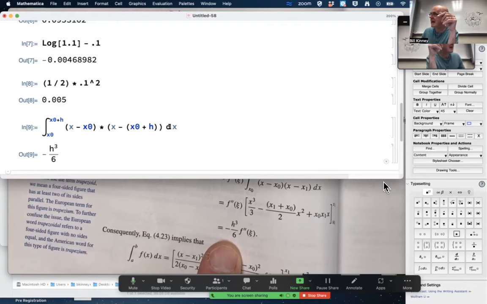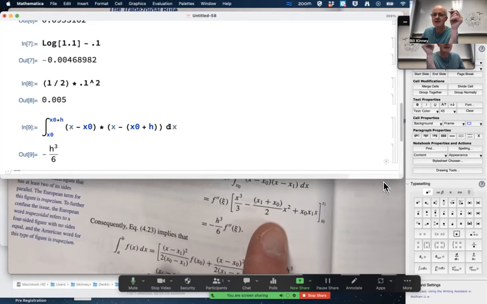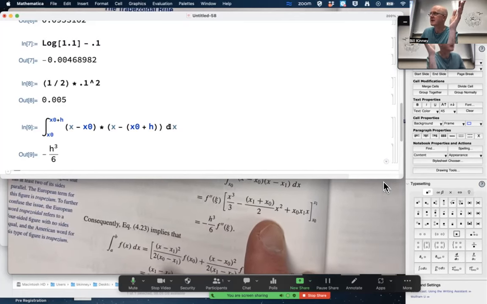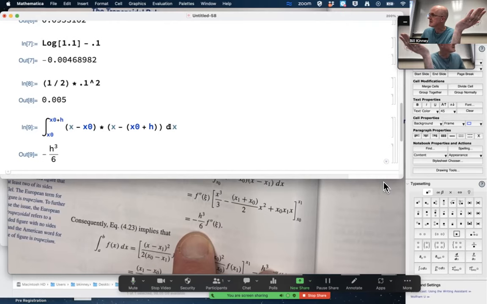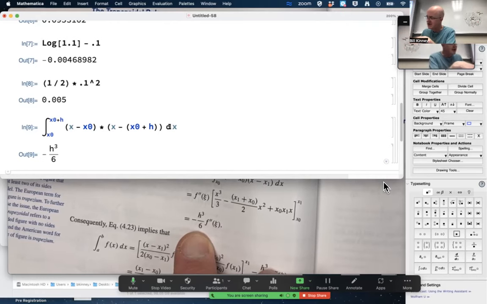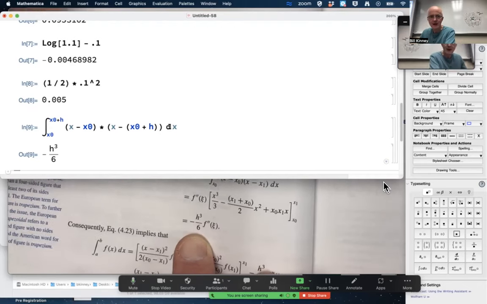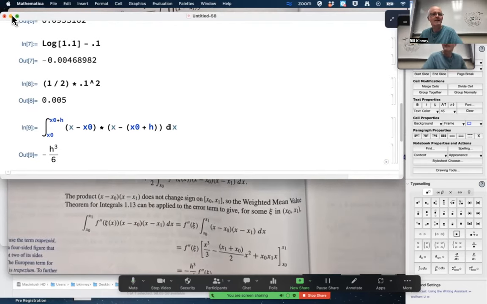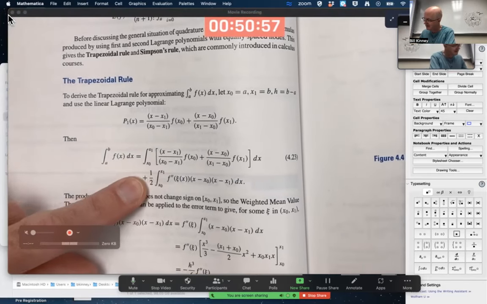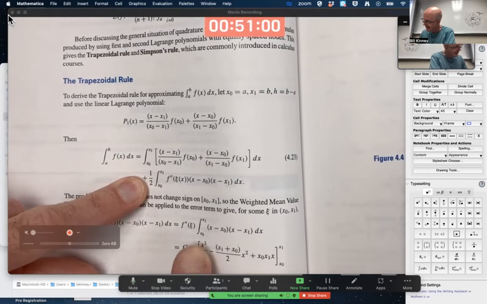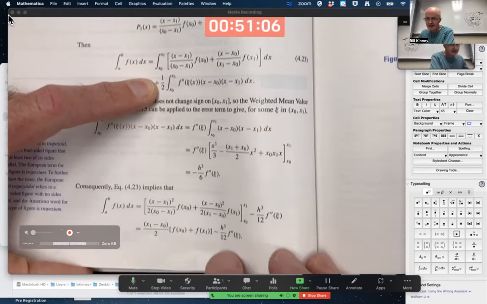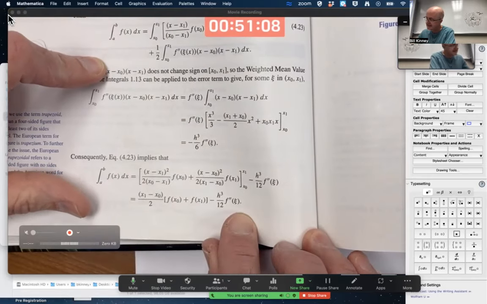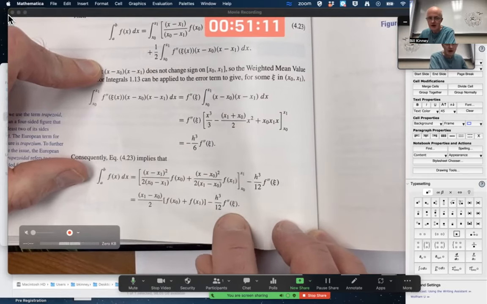I started to try this by hand, and I got to a point where I didn't feel like doing it anymore. It was not pleasant. But evidently it does simplify to negative h cubed over 6. Which now, after you multiply by 1/2, and don't forget about the f double prime of c, becomes negative h cubed over 12 times f double prime of c. There's your error term.